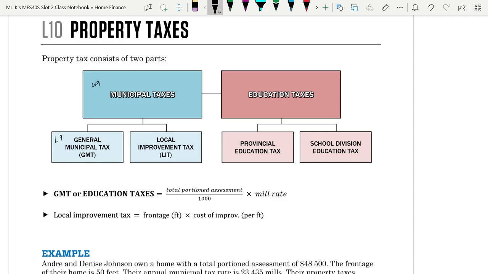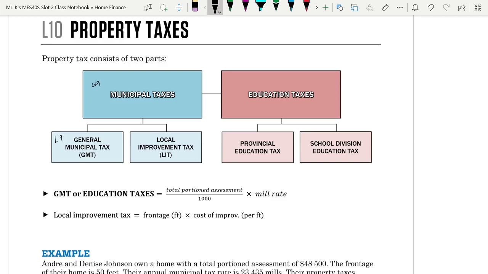There is also, say for example, a project that won't take very long, like a project to improve a specific road this year, or to build a new park this year. We call that a local improvement tax, and that will change from year to year. Some years you might not even have one. This one's calculated differently, and we'll take a look at that in a minute.